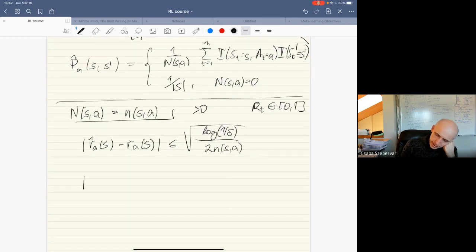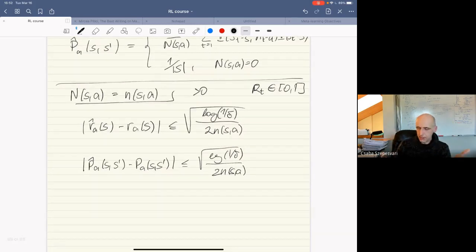Right. And you can get the same thing for P hat(s'|s,a) minus P(s'|s,a), and you get the same bound. Since we need to control the error for every state action pair, we need a union bound. So these hold individually. If you need to make them hold uniformly over all the states and actions, you can divide delta by SA, and then these bounds are going to hold uniformly.